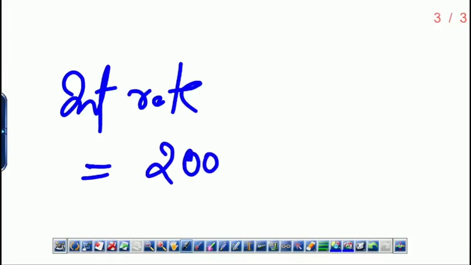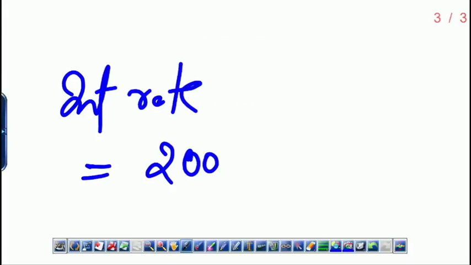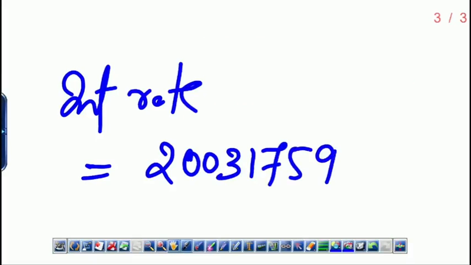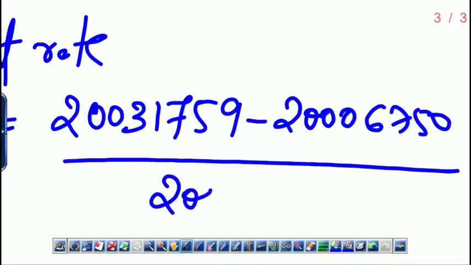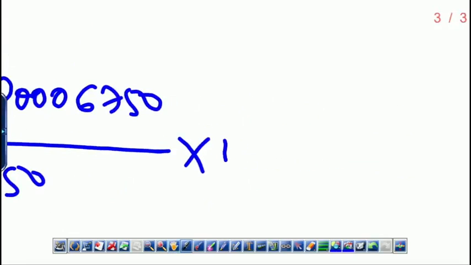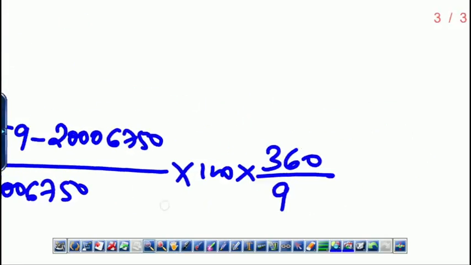Interest rate, the repo rate, is equal to the repayment amount 2,03,1759 minus the loan amount 2,00,6750, divided by the loan amount. You have to remember that you have to divide by the loan amount every time, into 100. So this is for 9 days, so annual is into 360 by 9. What is the answer?